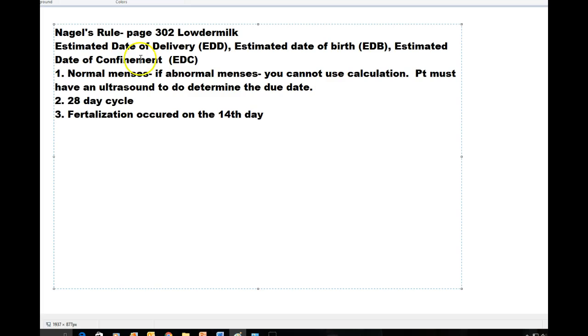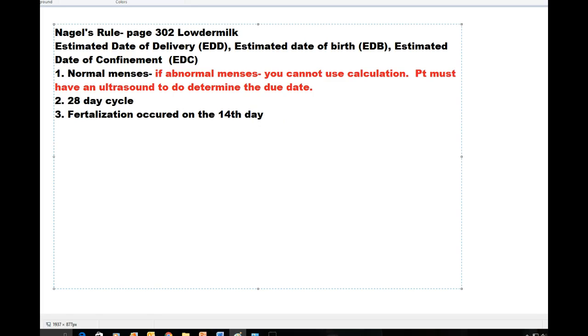Okay, so that's one thing we know. If the menses are abnormal, we cannot use this. Okay, and sometimes they'll ask you that on questions. They'll slip in there that the menstrual cycle is abnormal, and you have to say, you know, I can't calculate a due date for that. Number two is based on a 28-day cycle. Number three, this is under the assumption that ovulation and fertilization occurred around the 14th day. So we have all of that.